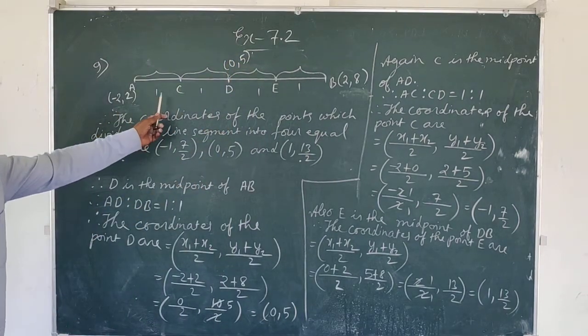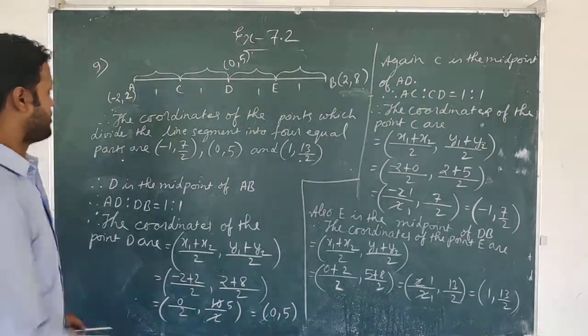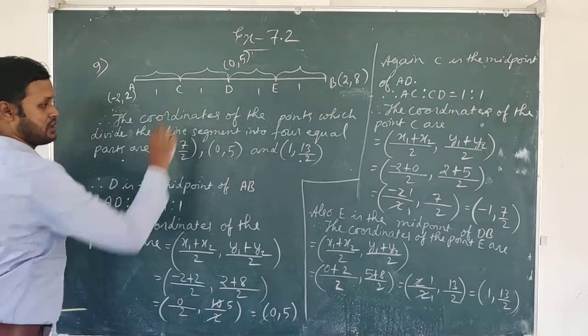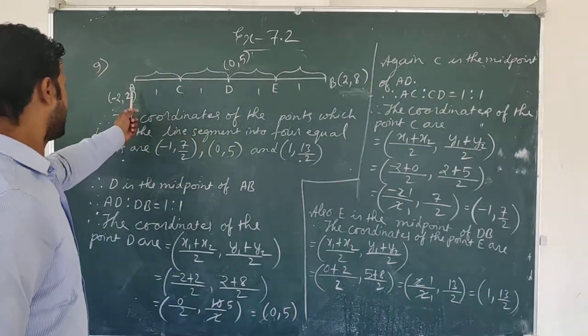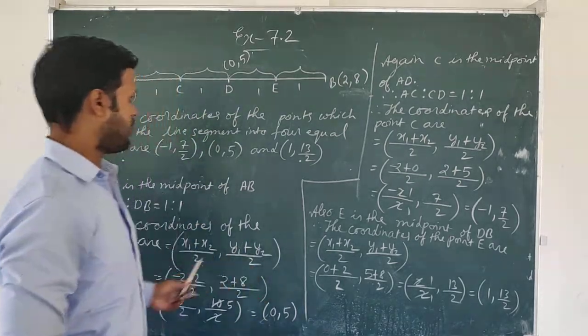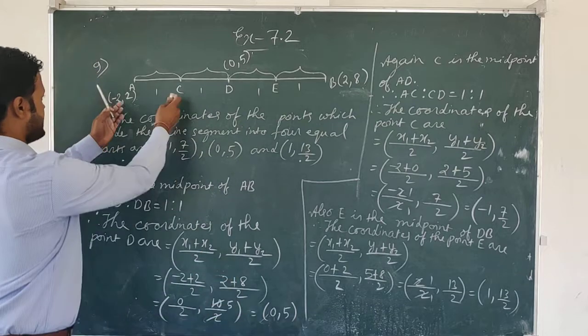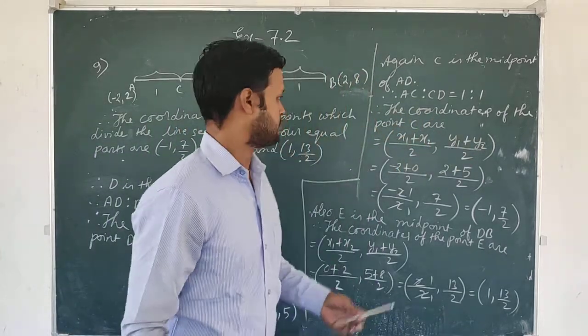Now you see, C is the midpoint of AD or not? C is the midpoint of AD because before C also 1 part, after C also 1 part. So C is the midpoint of AD. Now AC is to CD will be what? 1 is to 1. Therefore the coordinates of the point C are once again by the midpoint formula.